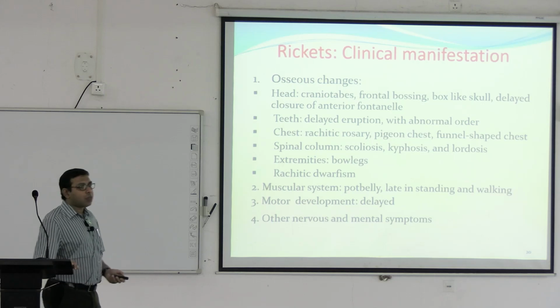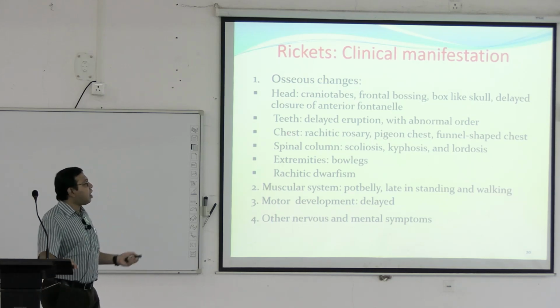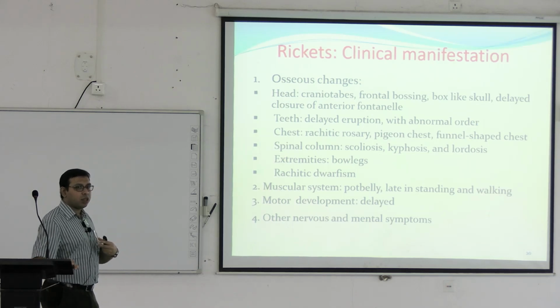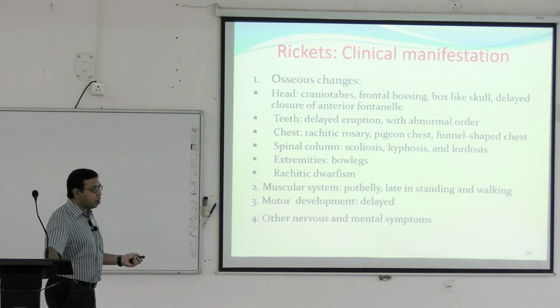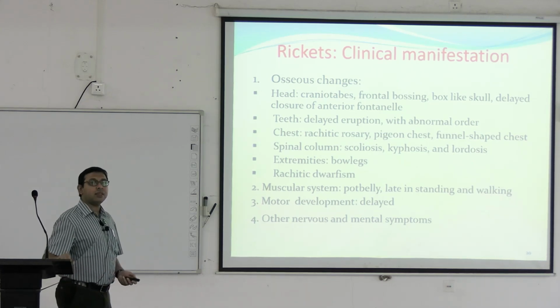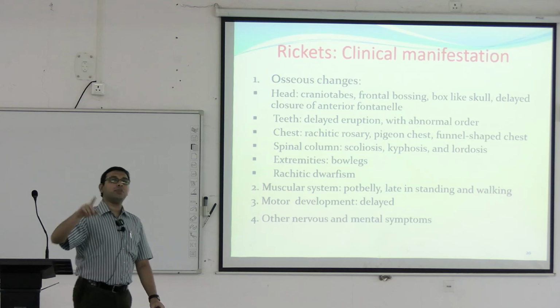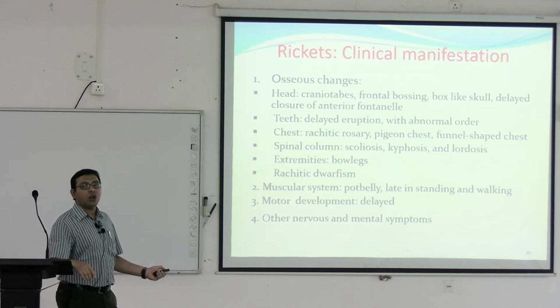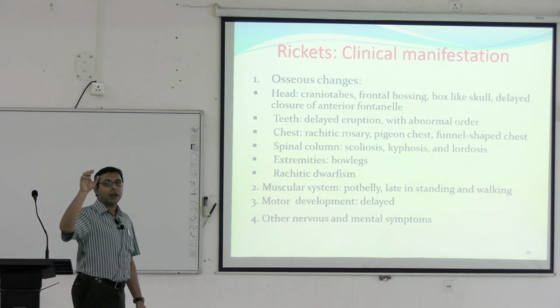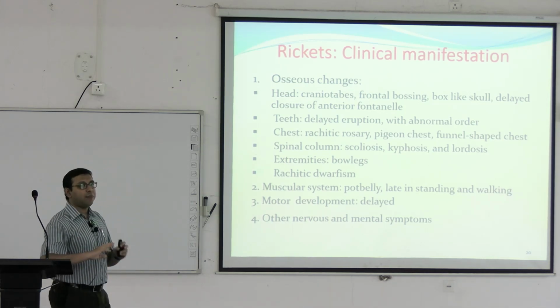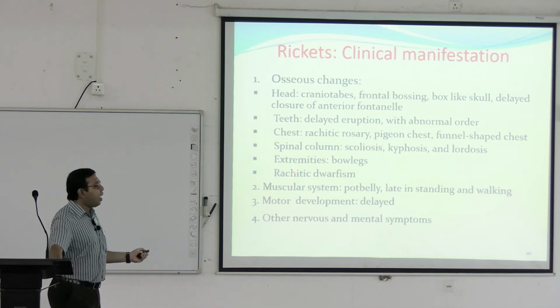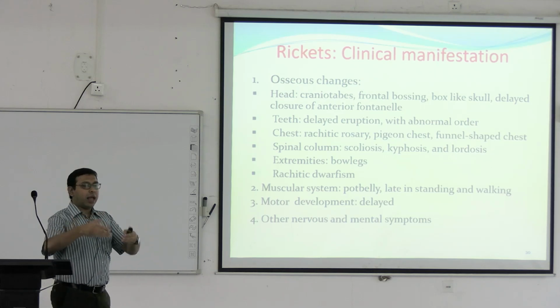There is delayed eruption of the teeth. In the chest, there is rachitic rosary. In the chest bones, the rib cage becomes deranged. Pigeon chest, also known as funnel-shaped chest, can happen. In the spinal column, there is abnormal bending, different from the normal curvature. This is known as scoliosis, kyphosis, and lordosis. The normal curvature in the lumbar or cervical spine becomes lost. In the extremities, there are bow legs, like this.